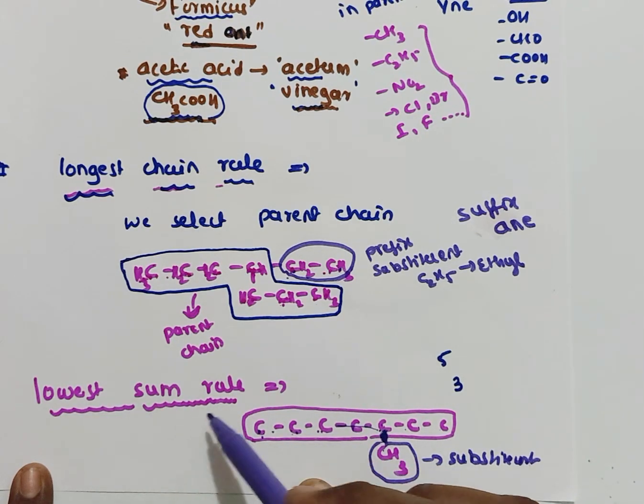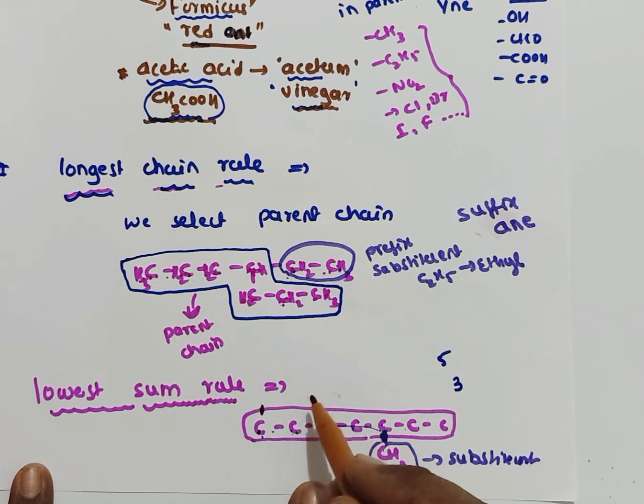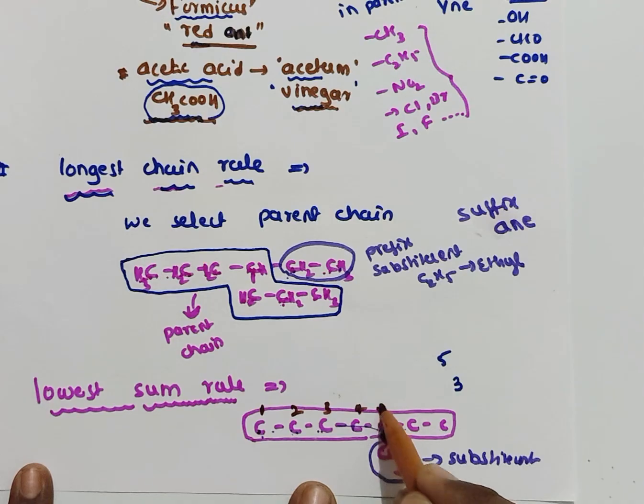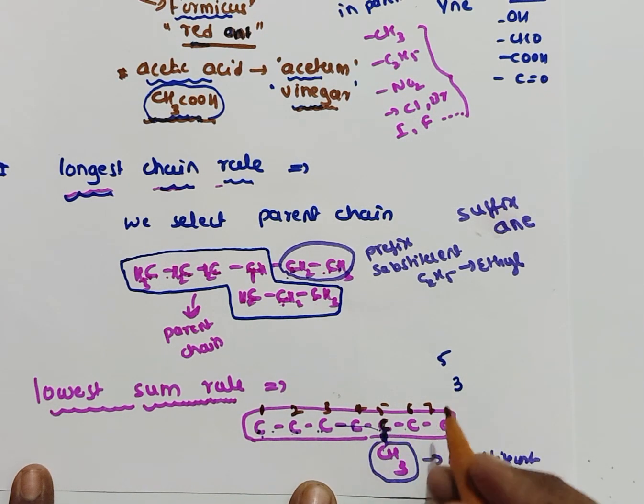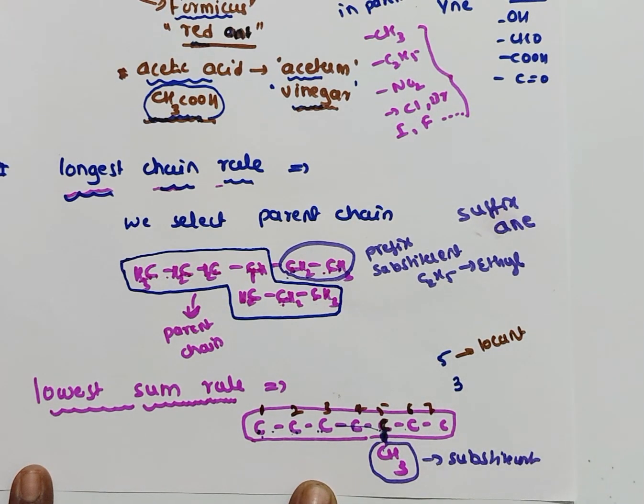The second rule is the sum of locants, the lowest sum rule. Lowest sum rule means first we number the carbon atoms, so that the branching carbon, the substituent carbon, gets the lowest possible number. Listen carefully. 1, 2, 3, 4, 5, 6, 7. From left to right, the fifth carbon atom has a substituent. So on numbering left to right, we get 5, which is a locant, meaning the fifth carbon atom has a substituent. Is this clear?